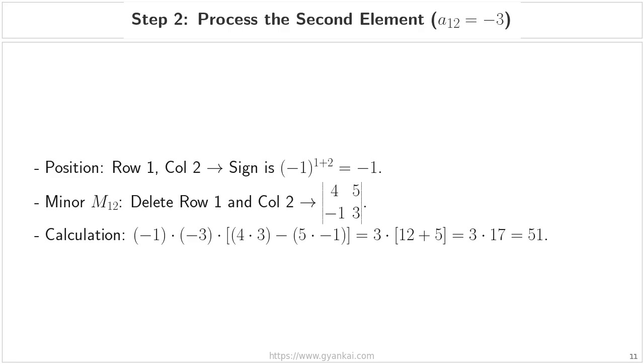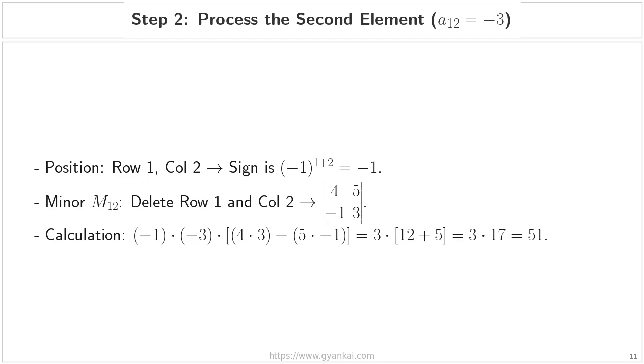Finally, let's perform the calculation. We take our sign factor of negative 1 and multiply it by our element, negative 3, which, as I mentioned earlier, will cancel out to become positive 3. Then, we calculate the determinant of that remaining 2 by 2 matrix by multiplying 4 by 3 and subtracting the product of 5 and negative 1. This gives us 12 minus negative 5, which simplifies to 12 plus 5, or 17. Multiplying our positive 3 by 17, we arrive at a result of 51 for this part of the expansion. Keep this number in mind, as we will need to add it to our previous result in the next step.